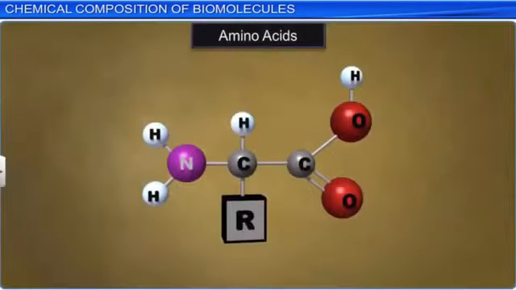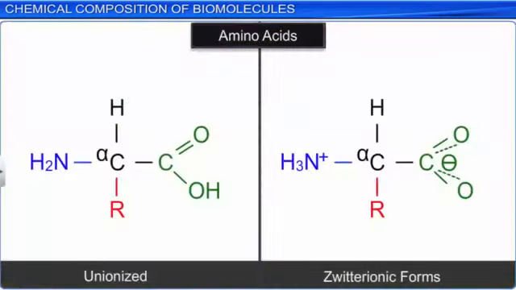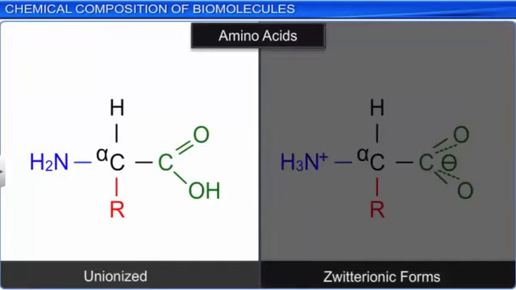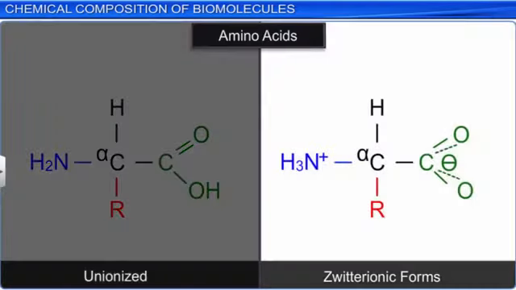A unique property of amino acids is the ionizable nature of the NH2 and COOH groups. Amino acids behave as both bases and acids. In solutions at a particular pH, ions with positive and negative charges are equal. This form is known as the zwitterionic form.